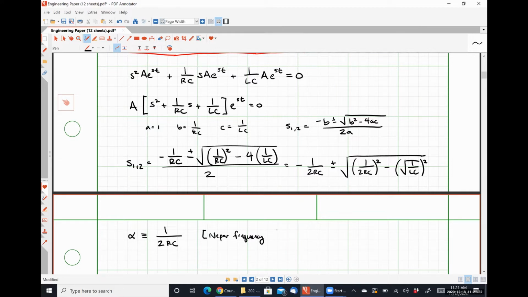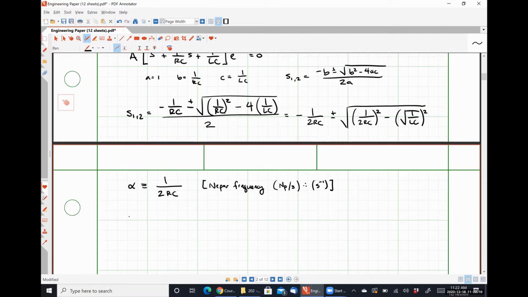It has units of Nepers per second, which is effectively the same thing as 1 hertz, or 1 per second. The Neper frequency gives us an indication of how this signal is going to decay. So it is very similar to the role the time constant plays in first order circuits.